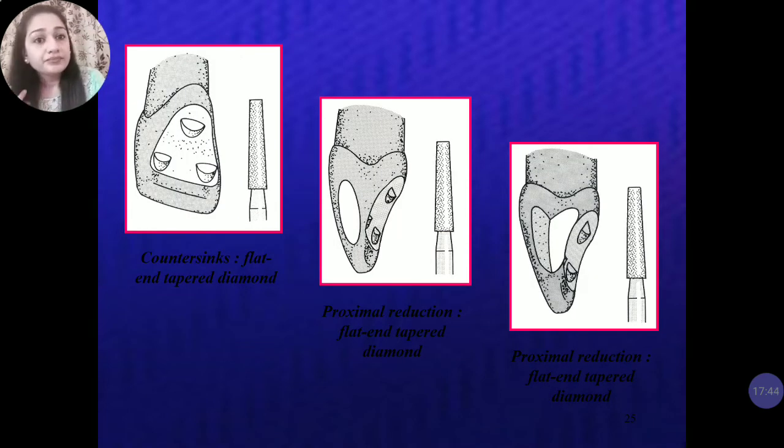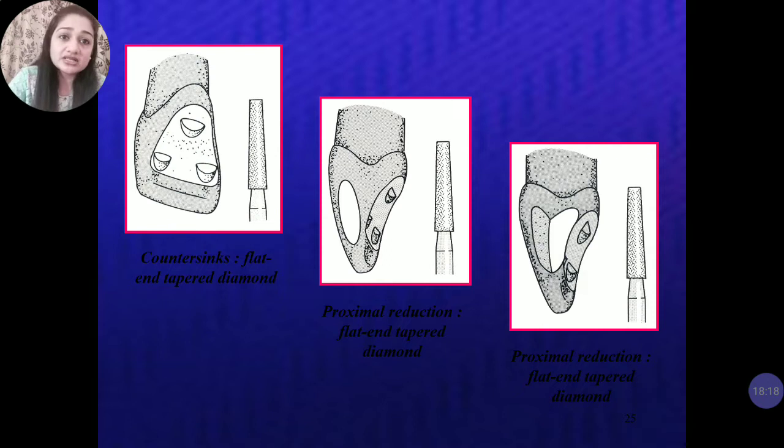Then the countersink concept is there. The countersink concept means when you use a flat end tapered diamond bur, the prosthesis gets a retentive and a stabilizing effect because of these countersink slots. So what it gives you is the stability and the retention so that the retainers of your prosthesis do not move and they stay stable.